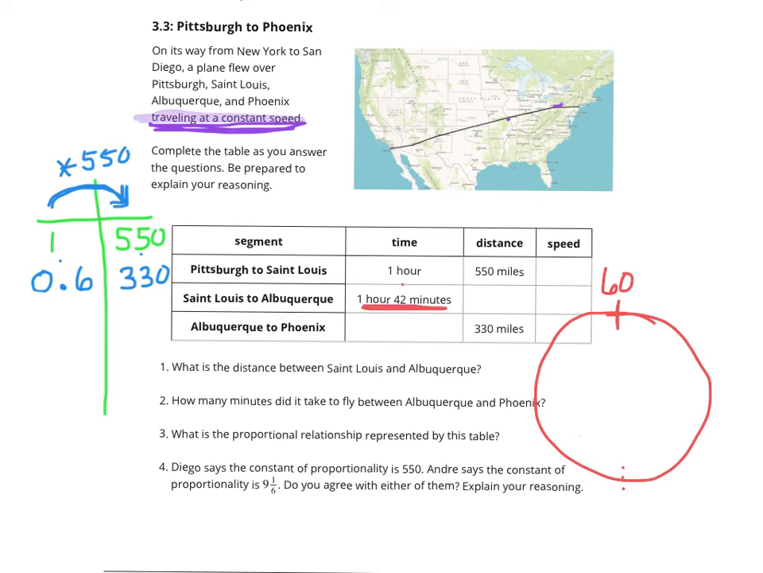Well, here's what I know. 42 minutes, we're talking about 42/60ths of an hour. 42/60ths, right? 42 minutes out of 60. And not so coincidentally, 42 and 60 are both divisible by 6. If I divide those by 6, I get 7/10. Which means that 1 hour and 42 minutes is the same as 1.7 hours. That was a hard catch right there.